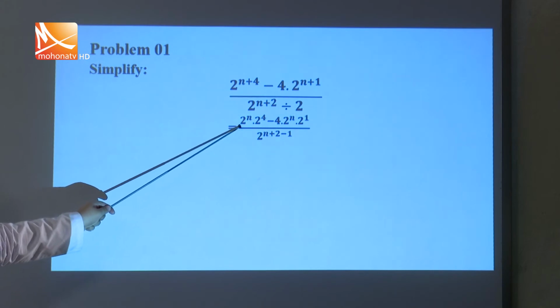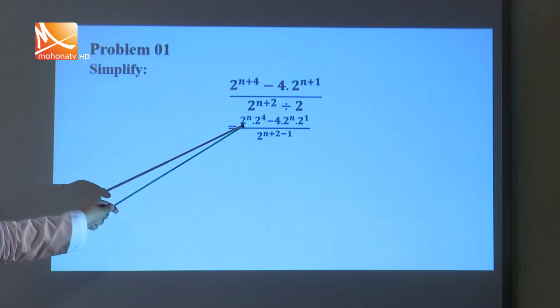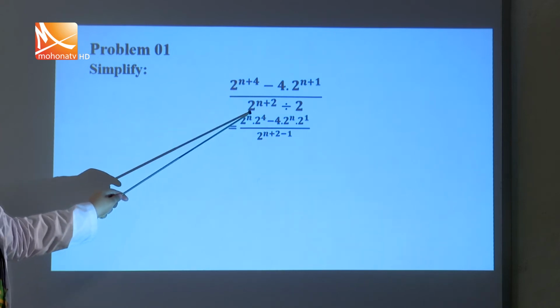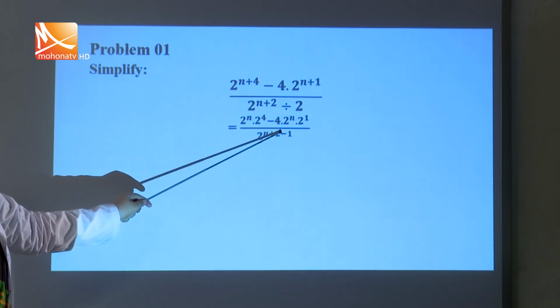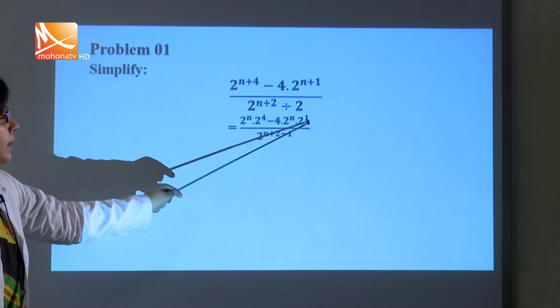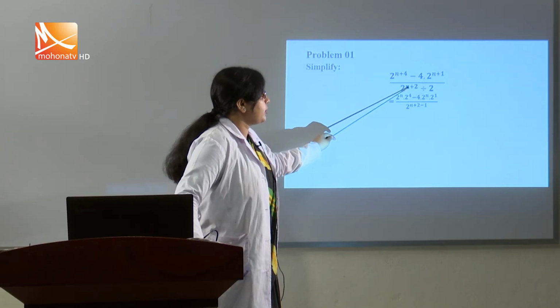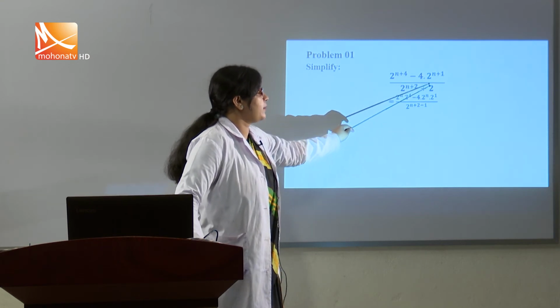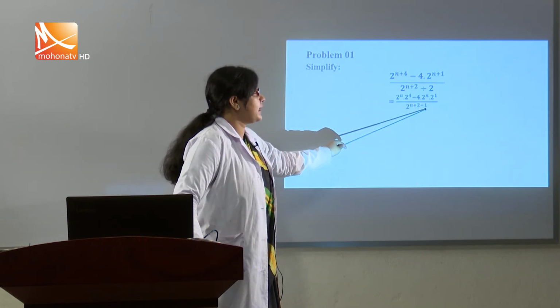Because we have a to the power m into a to the power n equal to a to the power m plus n, so we have used this formula. So 2 to the power n into 2 to the power 4 minus 4 into 2 to the power n into 2 to the power 1. And in our denominator we have a division sign, so definitely you can subtract their powers: 2 to the power n plus 2 minus 1.